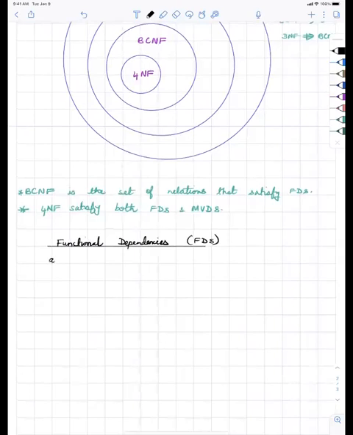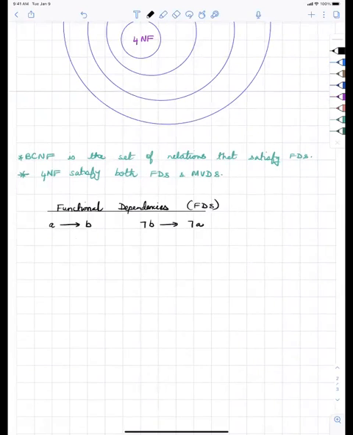And again, in simple form, A functionally determines B, or B is functionally determined by A, and A determines B, and the statement is equivalent to saying not B determines not A. So these two statements are equivalent to each other.